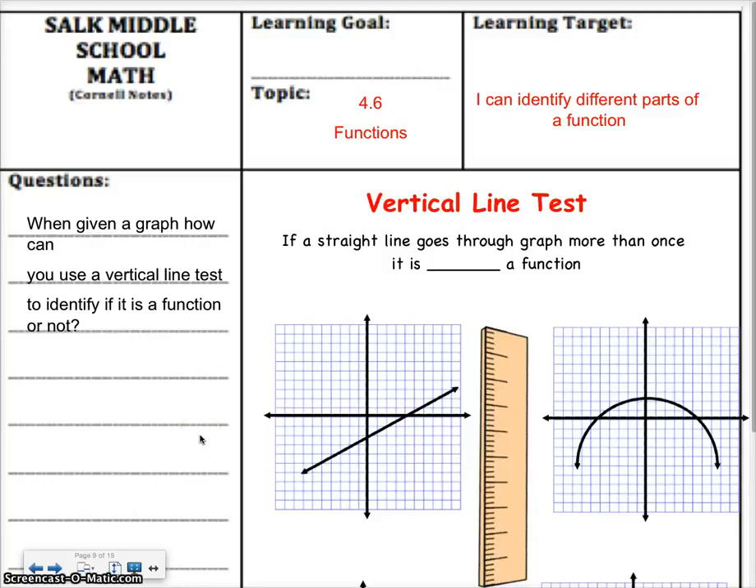We talked about identifying a function given a set of points. So I gave you a set of points and I said, do these points represent a function? Your mission was to create a mapping diagram. So you put all of your domains, or your x's, down, you put all your y's, or ranges, down, and then you mapped them. If x went to two things, then it's not a function. If x went to one thing, it is a function.